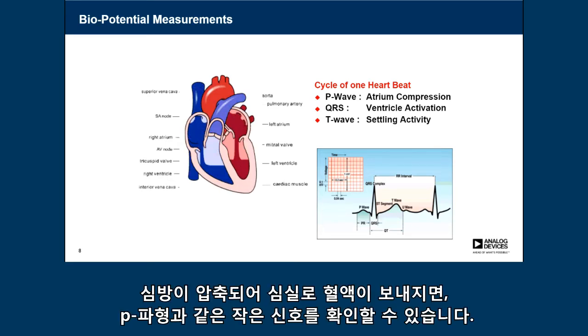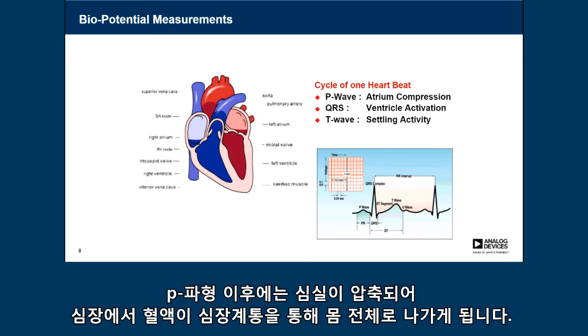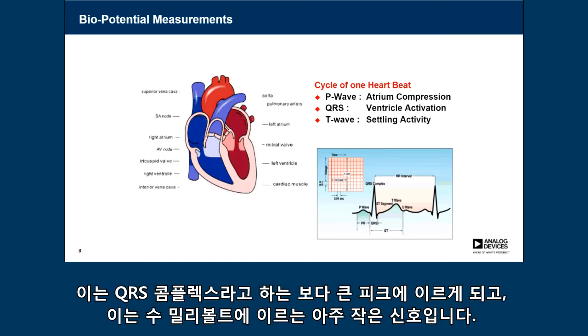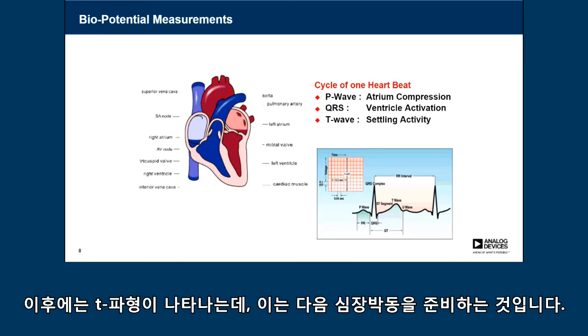At the moment that the atrium compresses and presses the blood into the ventricles, you have a small signal, what we can see as a P wave. And after this P wave, the event happens that the ventricles actually compress and push the blood out of the heart into the body, into your cardiac system. And that's actually in a bigger peak called the QRS complex, which is a few millivolts, so it's a very tiny signal. And then after this, a T wave will follow, which actually makes the heart prepare for the next heartbeat.